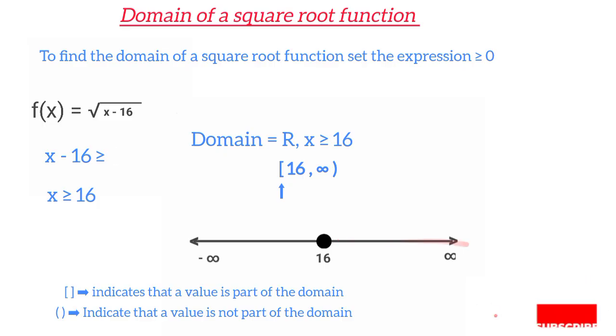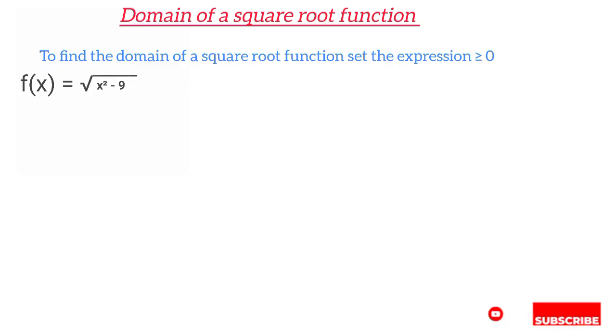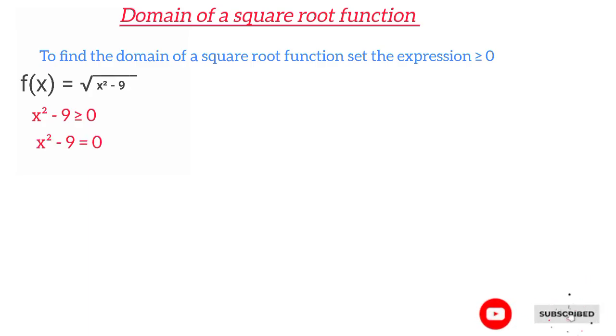Now, let's take this example. We have that f of x is equal to the square root of x squared minus 9. To find the domain of this function, we set the expression x squared minus 9 greater than or equal to 0. To make solving this easier, let's change the inequality sign to an equal to sign. Doing that, we have this.